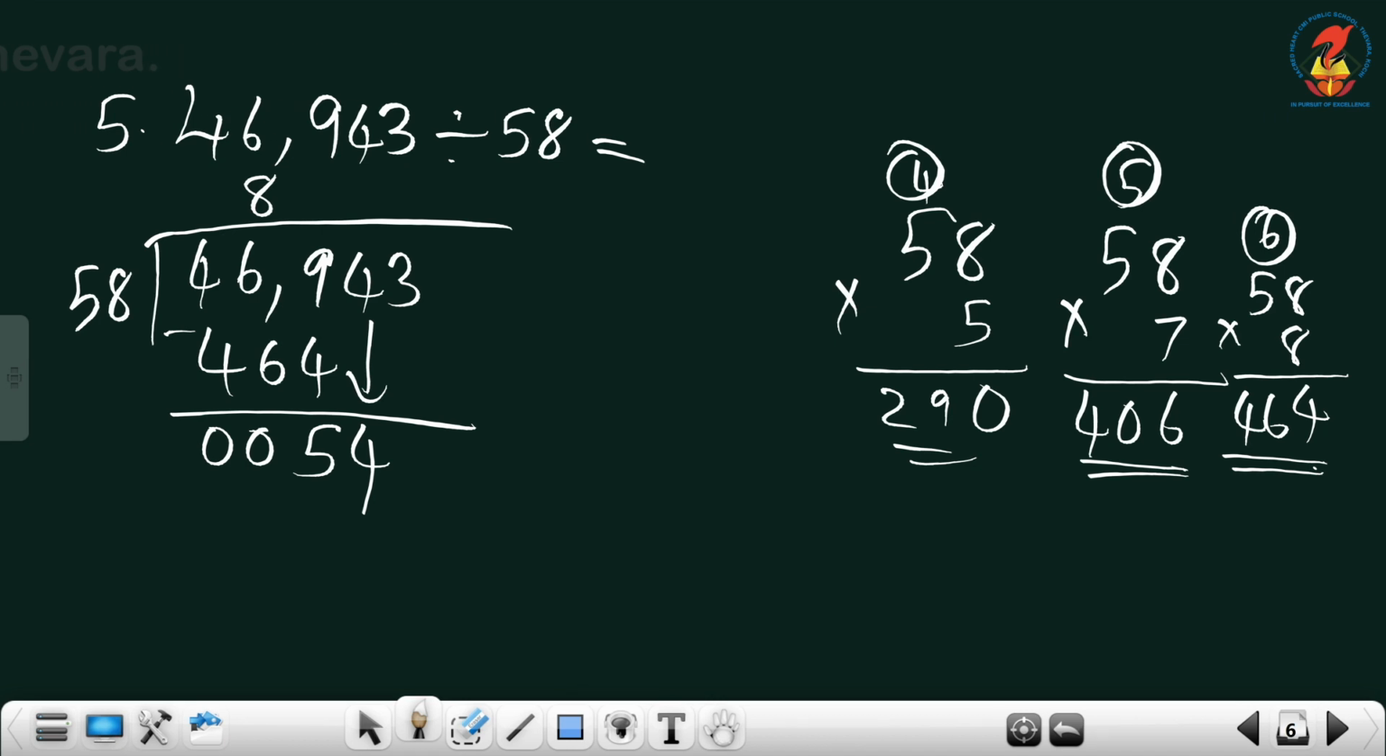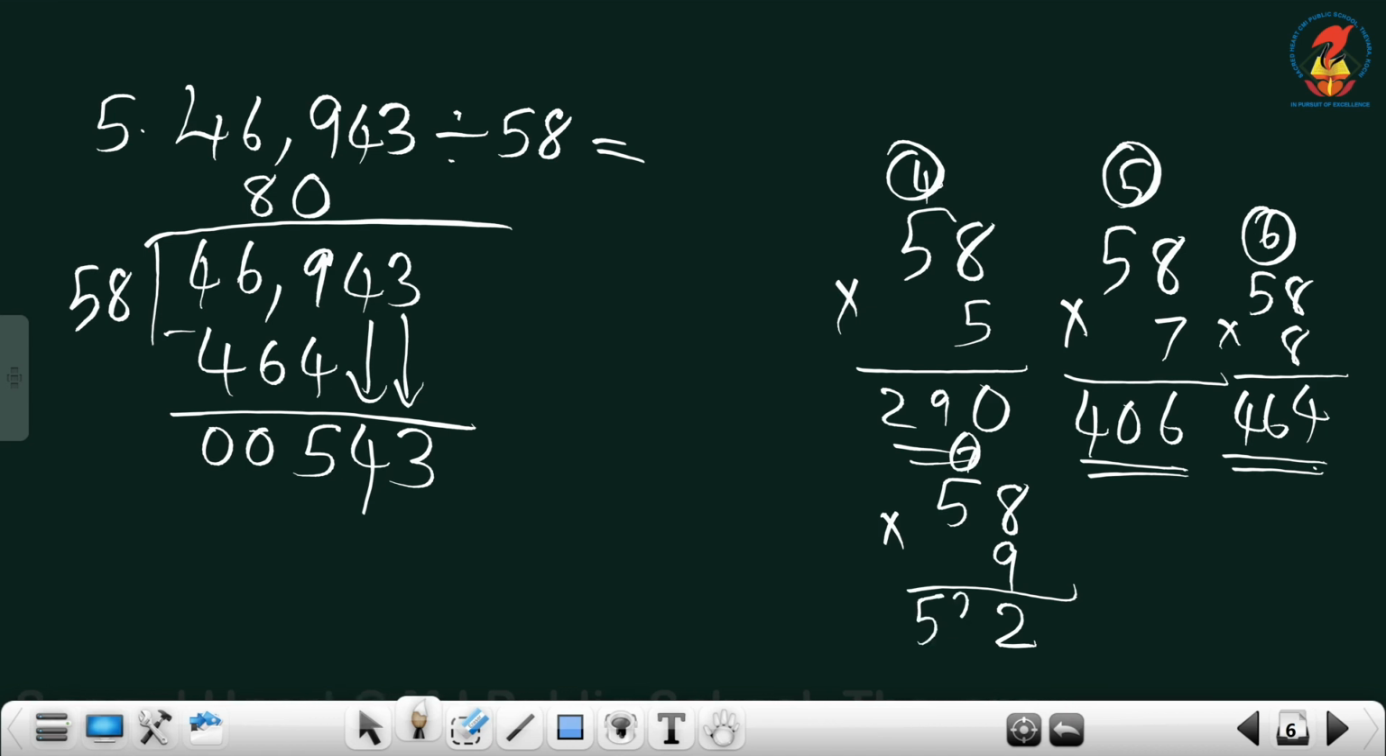So first we need to put 0 in the quotient. After that I need to take one more digit down. Then it will become what? 543. 58 into 8 we got 464. Then we need to check 58 into 9. 8 9s are 72. 5 9s are 45 plus 7 is what? 522. 58 9s are what?